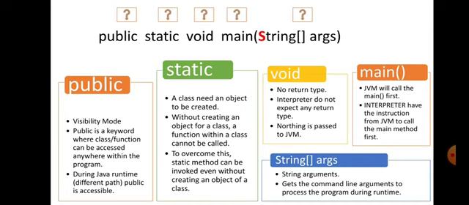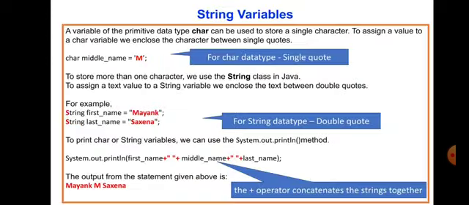Hope this slide is very informative to you. We have learnt why this method has so many keywords. One is public, one is static, what is void, what is the main function, what is string args. Now next we will move on to string variables. A variable of a primitive data type. Primitive data type, as I told you, has only one value.